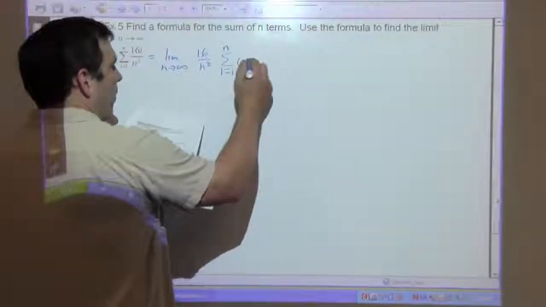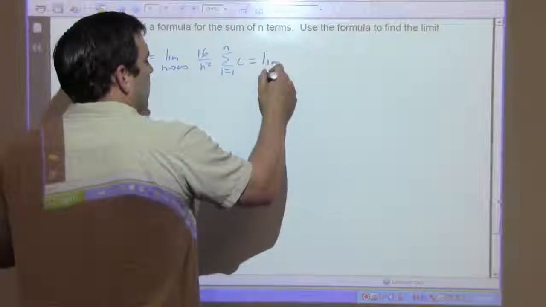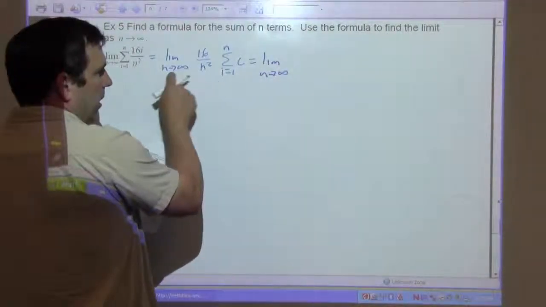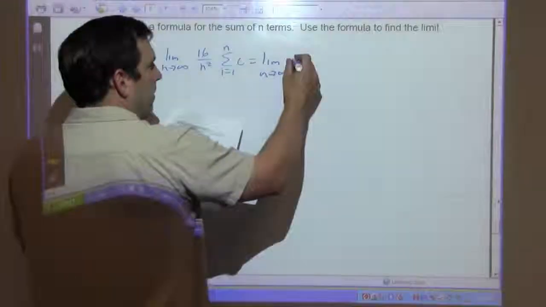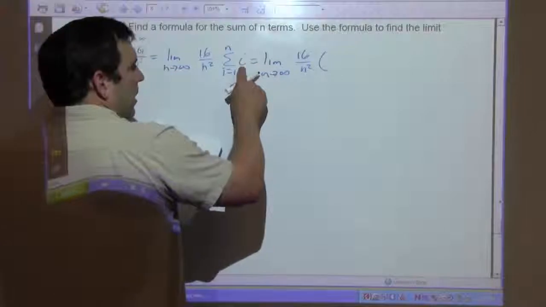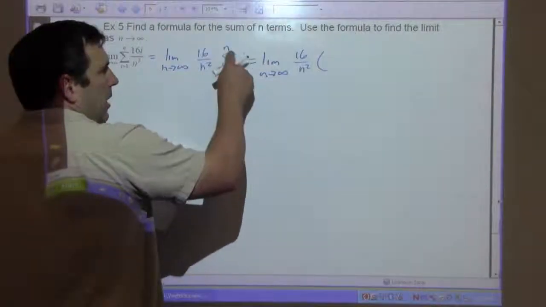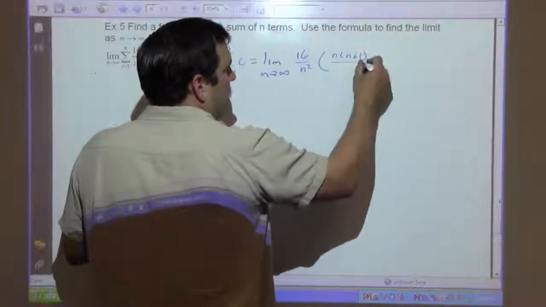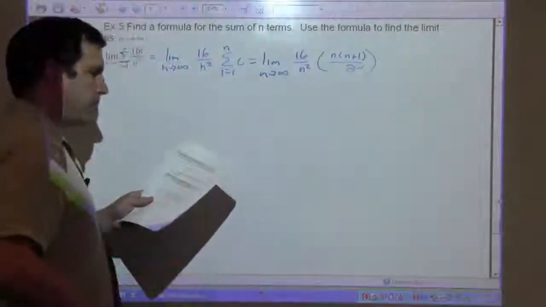And we saw this sum before. This is the limit as n goes to infinity. Now I can't take the n squared out of the limit part because it has the n there, and it's the limit as n goes to infinity. 16n over n squared times what? Now the sum as i goes from 1 to n of i is going to be n times n plus 1 over 2. We saw that.